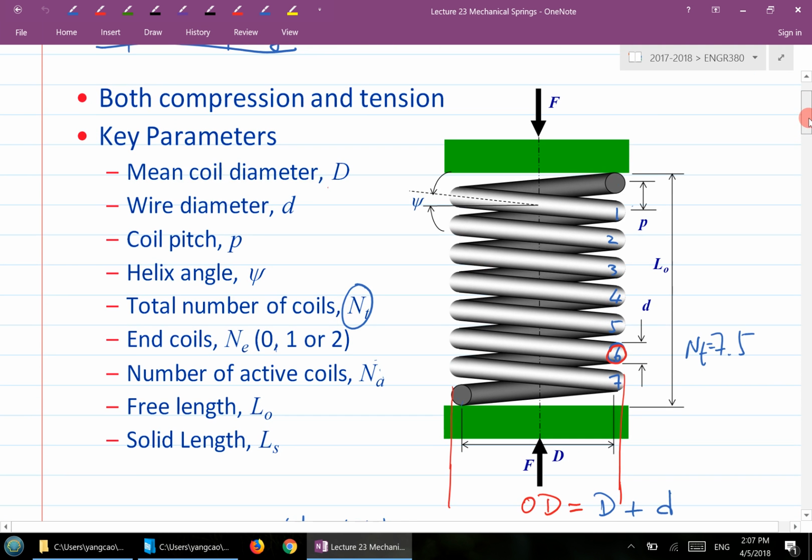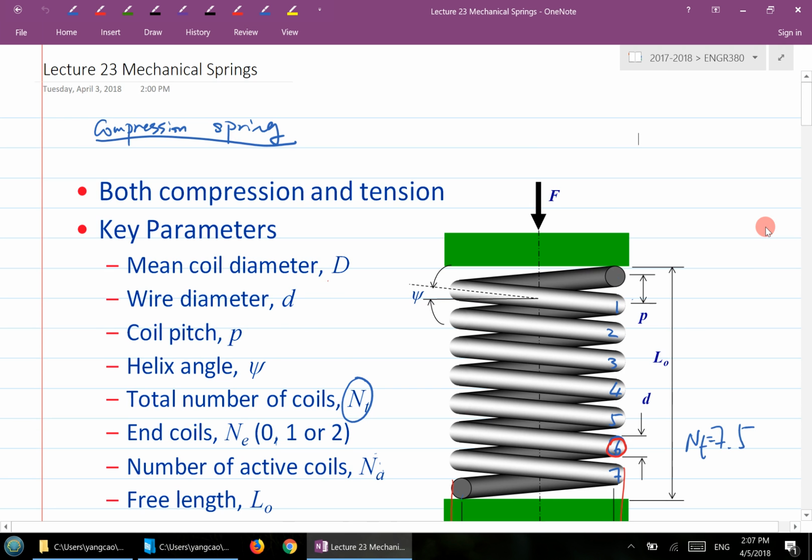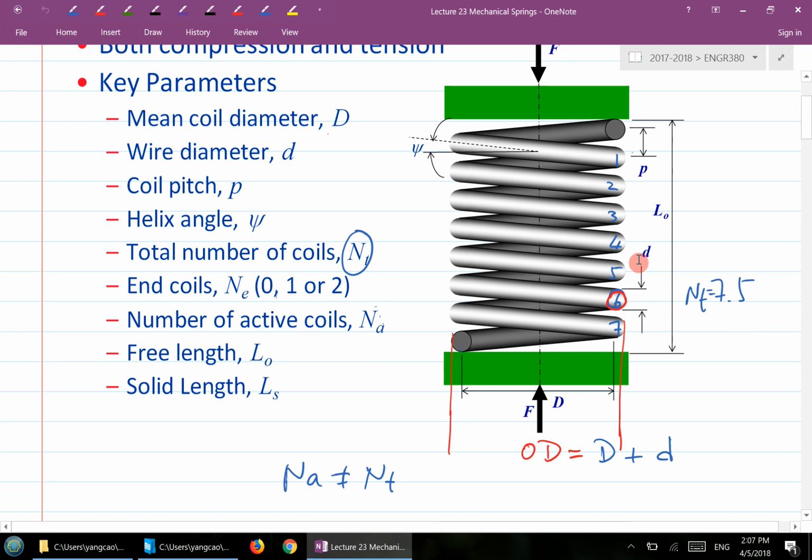So this is a quick review. Let's take a quick review of the mechanical springs. What we did is basically we look at the terminologies associated with the mechanical spring. A number of things are very important because you need the parameters to do the calculation. What the wire diameter is, small d, so that you have to know it. Mean coil diameter, which is from the center of one side to the center of the other side. The coil pitch, helix angle, and then total number of coils, NT.